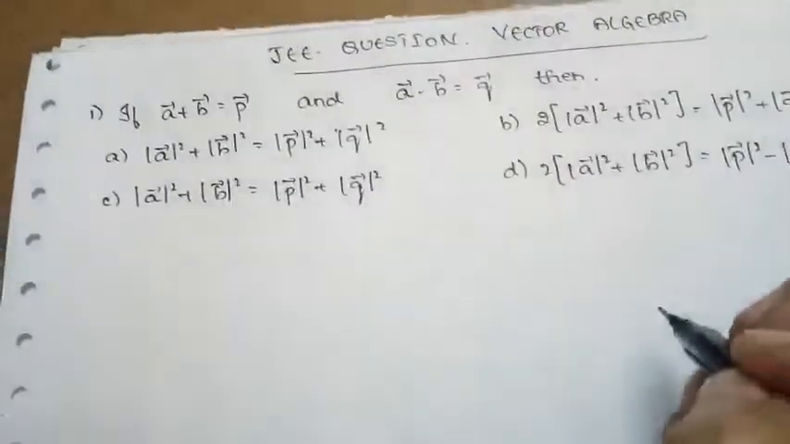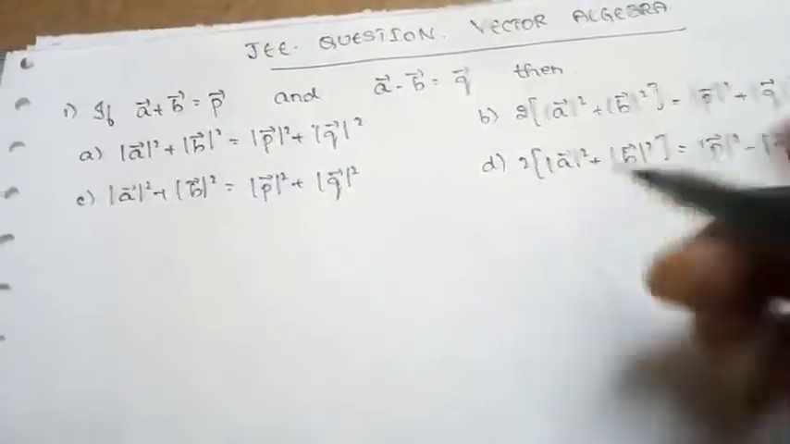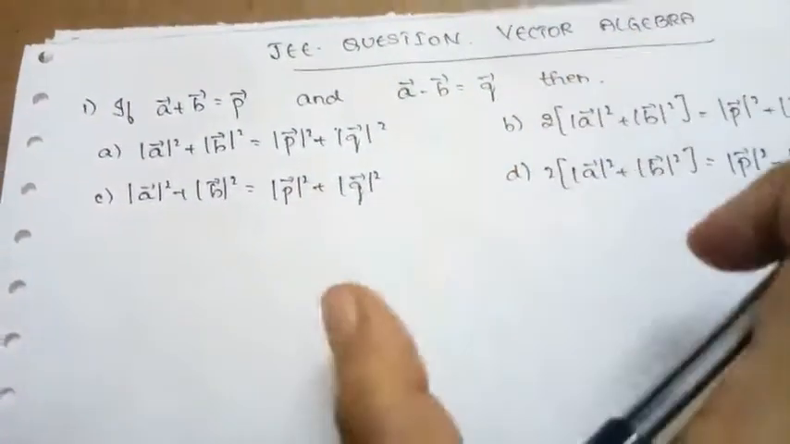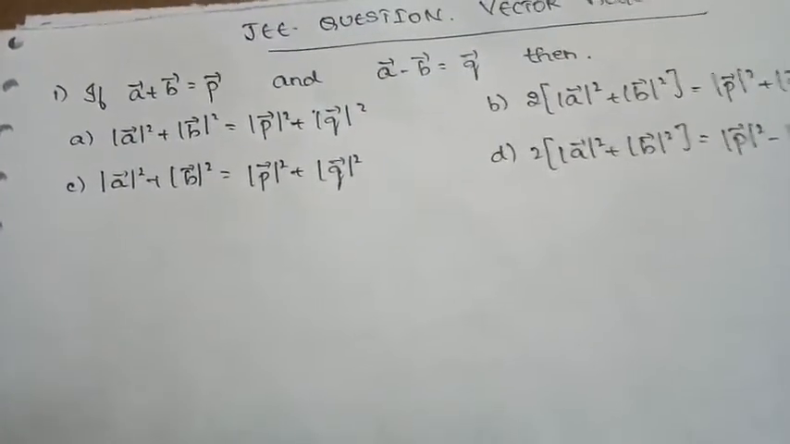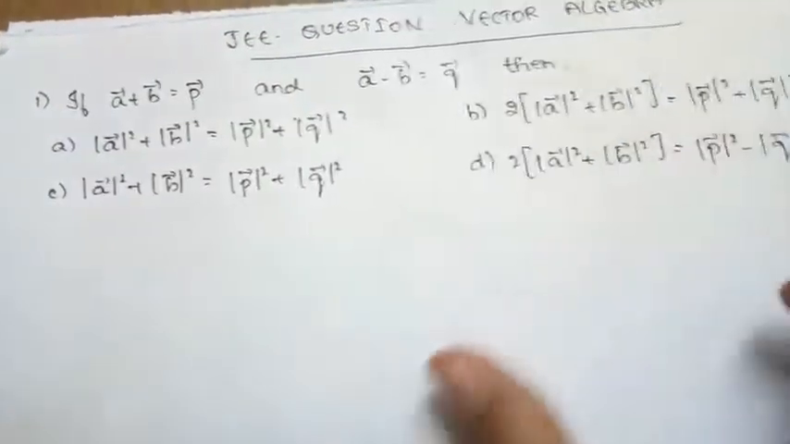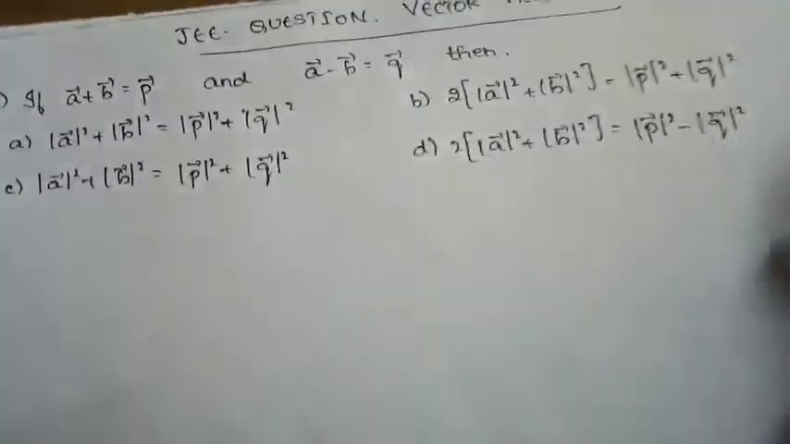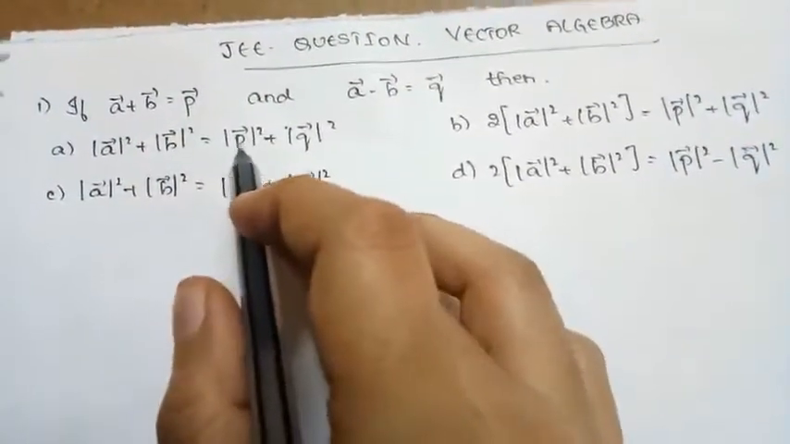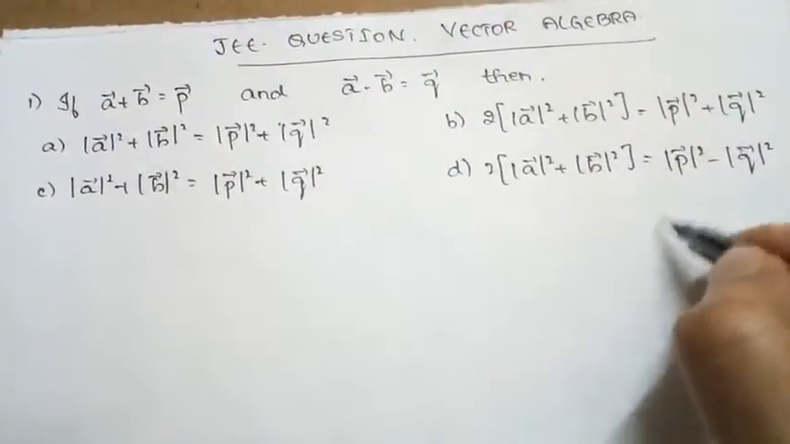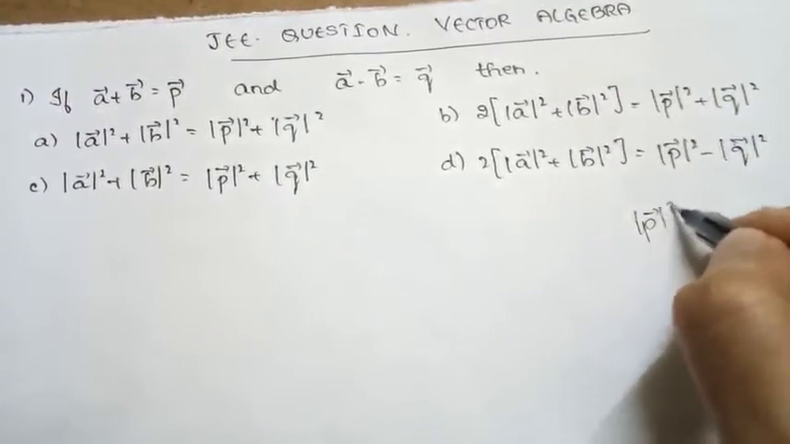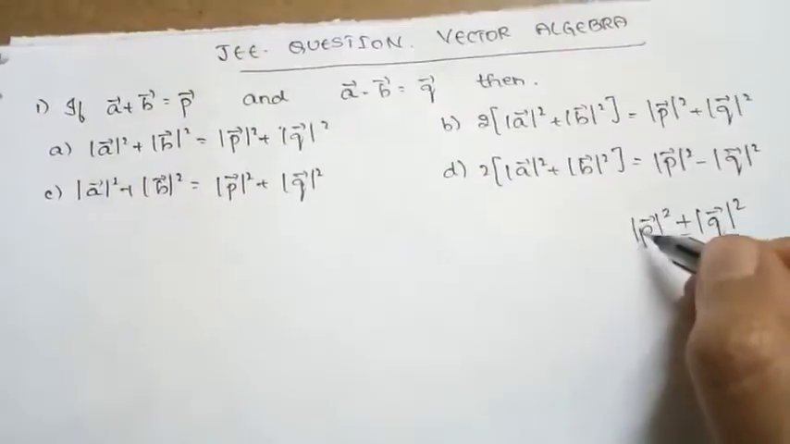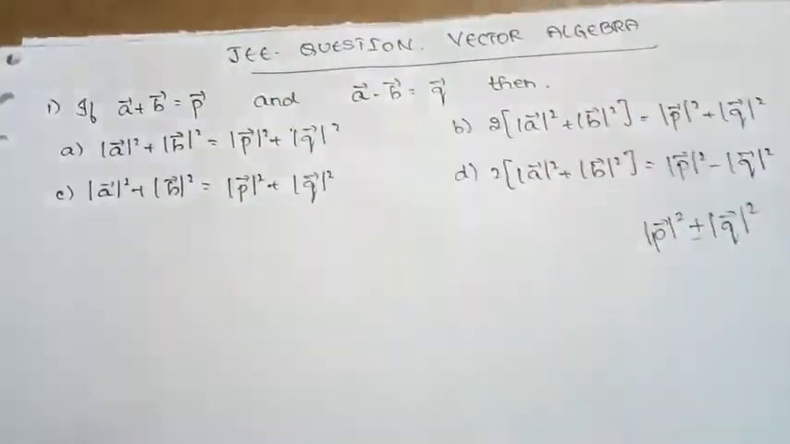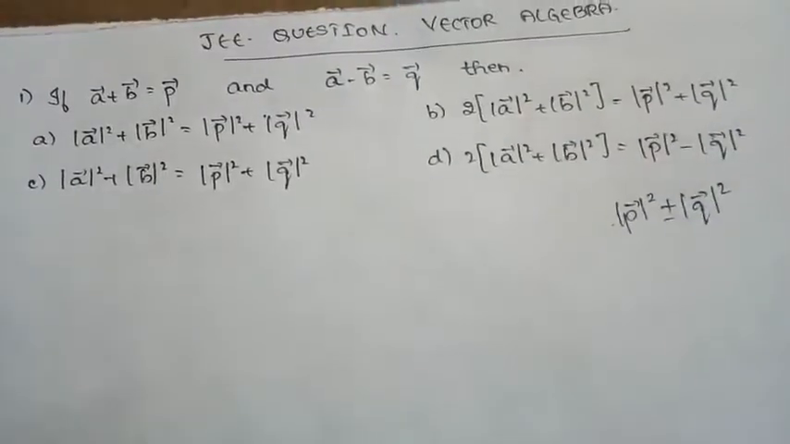So before solving this one, look into the question options once. How we need to solve this question depends purely upon the options they have given. Clearly, on the RHS of all the options, we have magnitude of vector P square plus or minus magnitude of vector Q square. So we need to find an answer which is in this format.